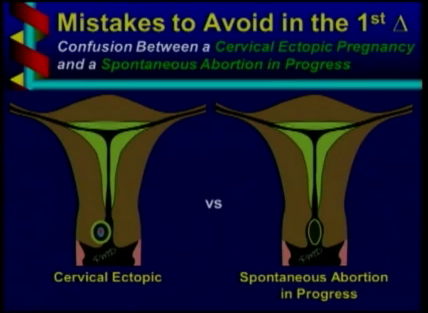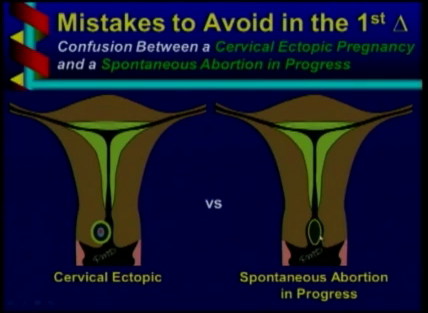Another potential confusion is between a cervical ectopic pregnancy and a spontaneous abortion in progress. Cervical ectopic pregnancy is implanted in the cervix, and this is an ectopic. It's emergent. It's an emergency situation. This can lead to severe bleeding if you don't do anything. In fact, if you just try to scrape it out, there could be very severe bleeding, life-threatening to the mother in this case.